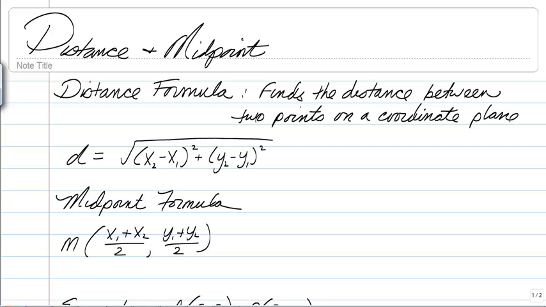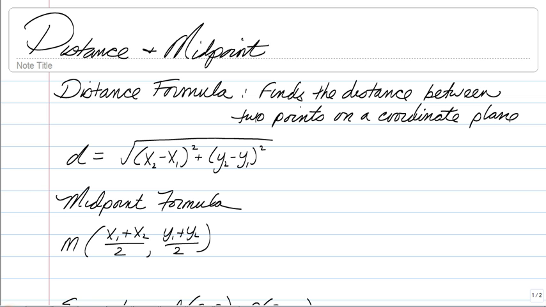All right, geometry, let's do this. So this lesson is going to cover the distance and midpoint formulas. Now, these formulas work with points on a coordinate plane. Okay, this is not just any two dots you draw on a piece of paper. This is in respect to the coordinate plane.